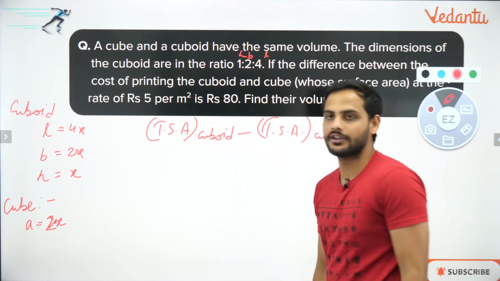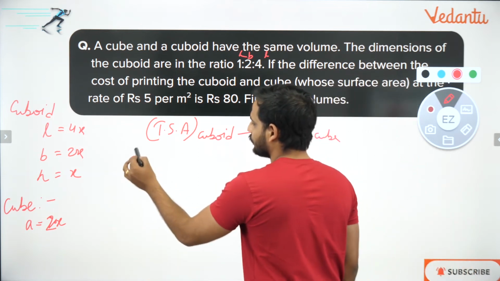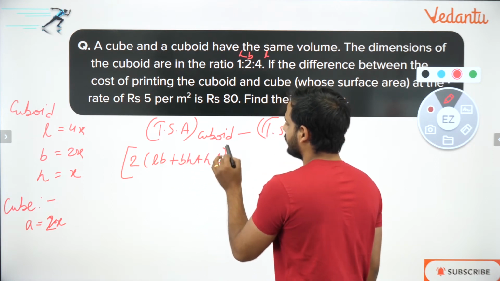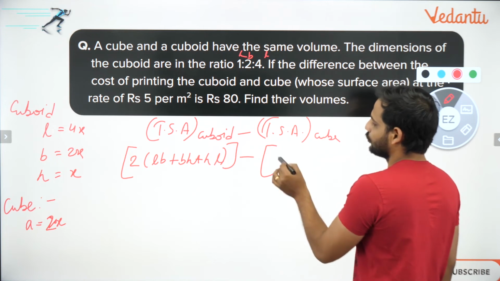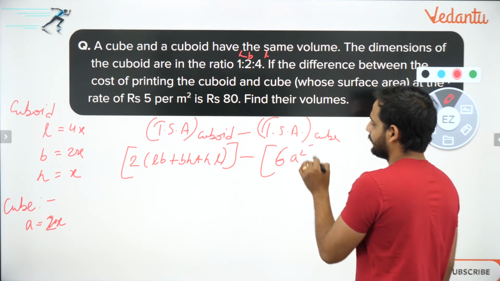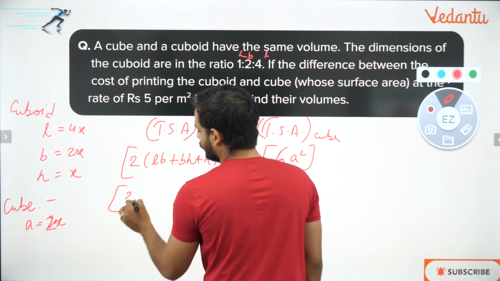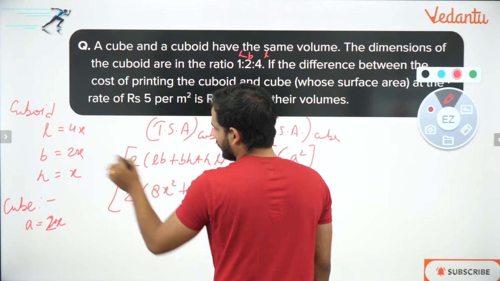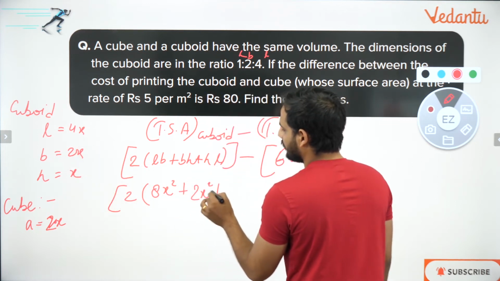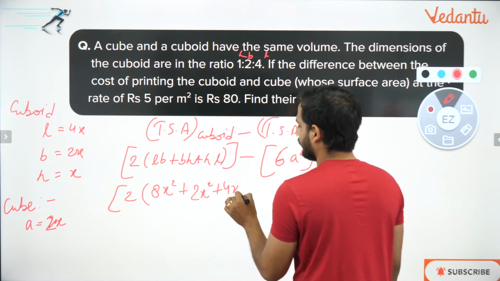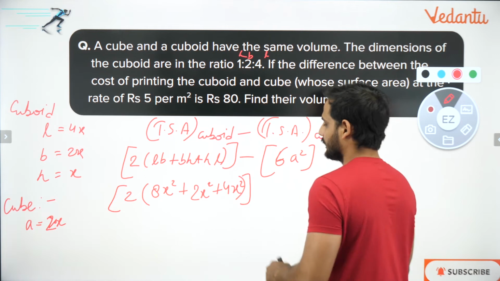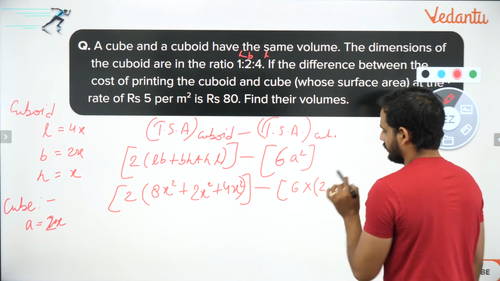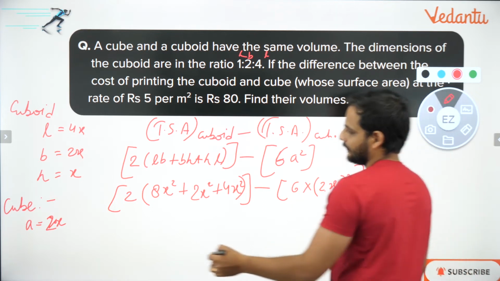So TSA for the cuboid is what? 2 into LB plus BH plus HL, minus TSA of cube is 6A square. Let's use the values. So it will become 2 into, see, L into B, 4 into 2, 8x square, plus B into H, 2x square, plus L into H, 4x square, minus 6 into side is 2x whole square. So let's see what we will be getting.